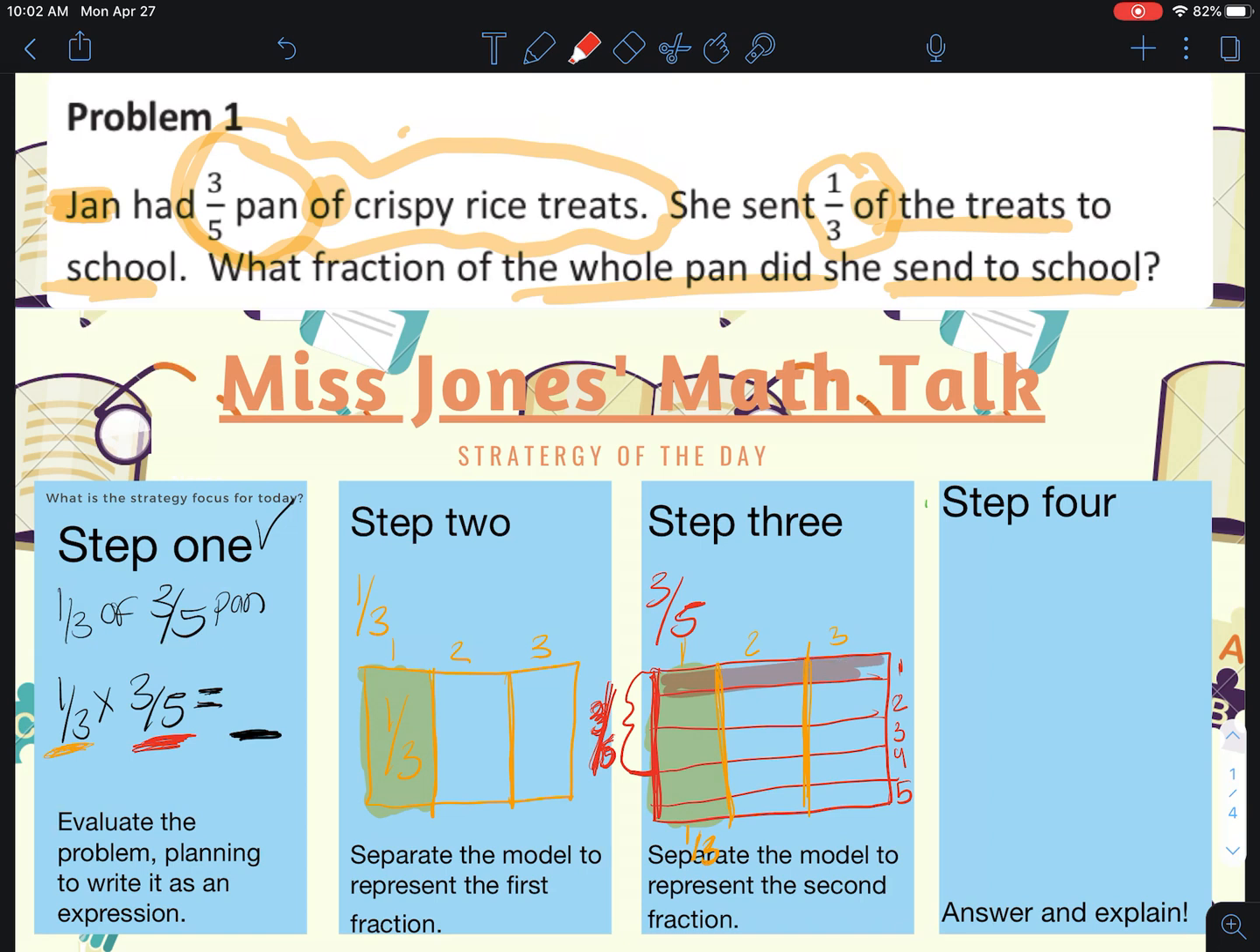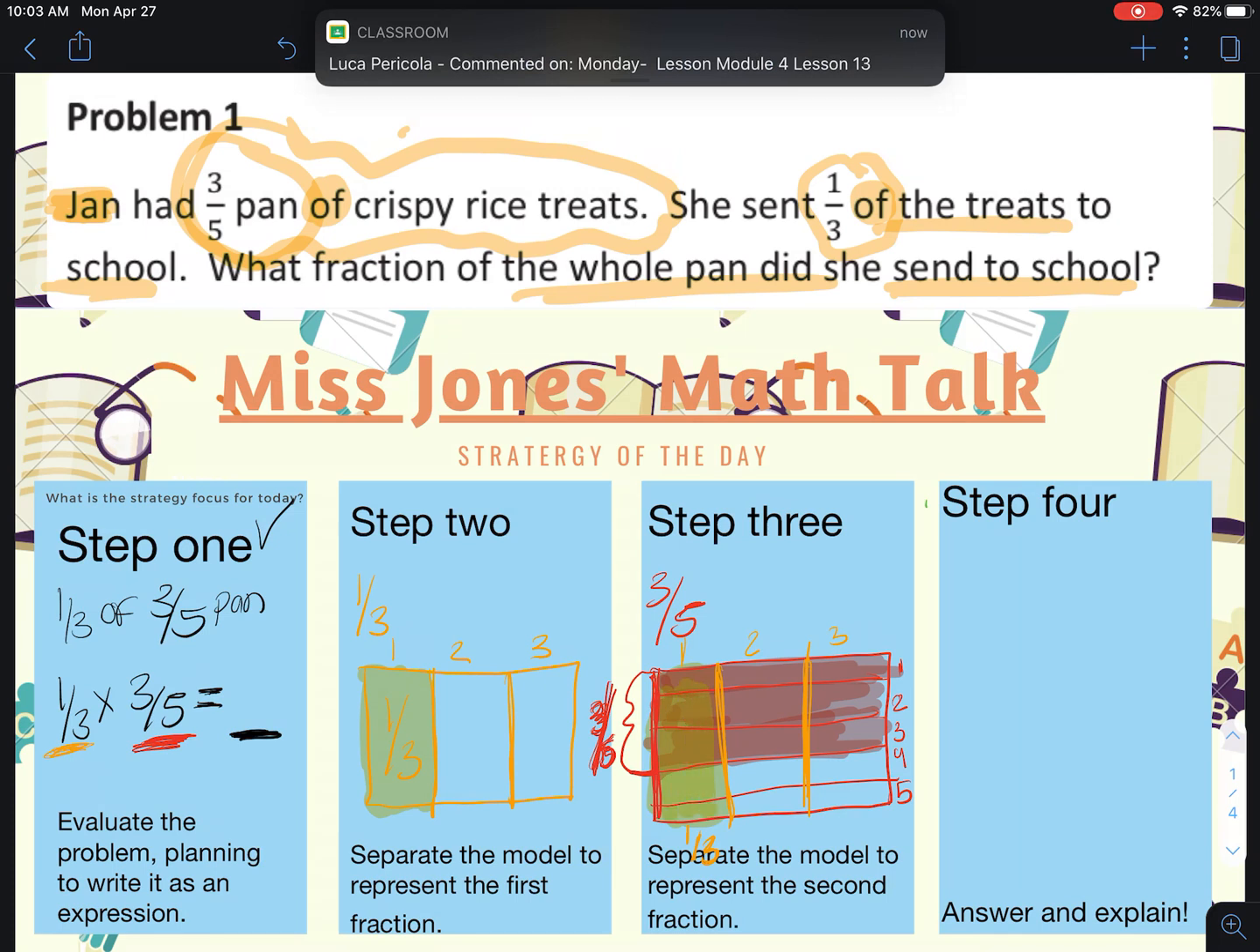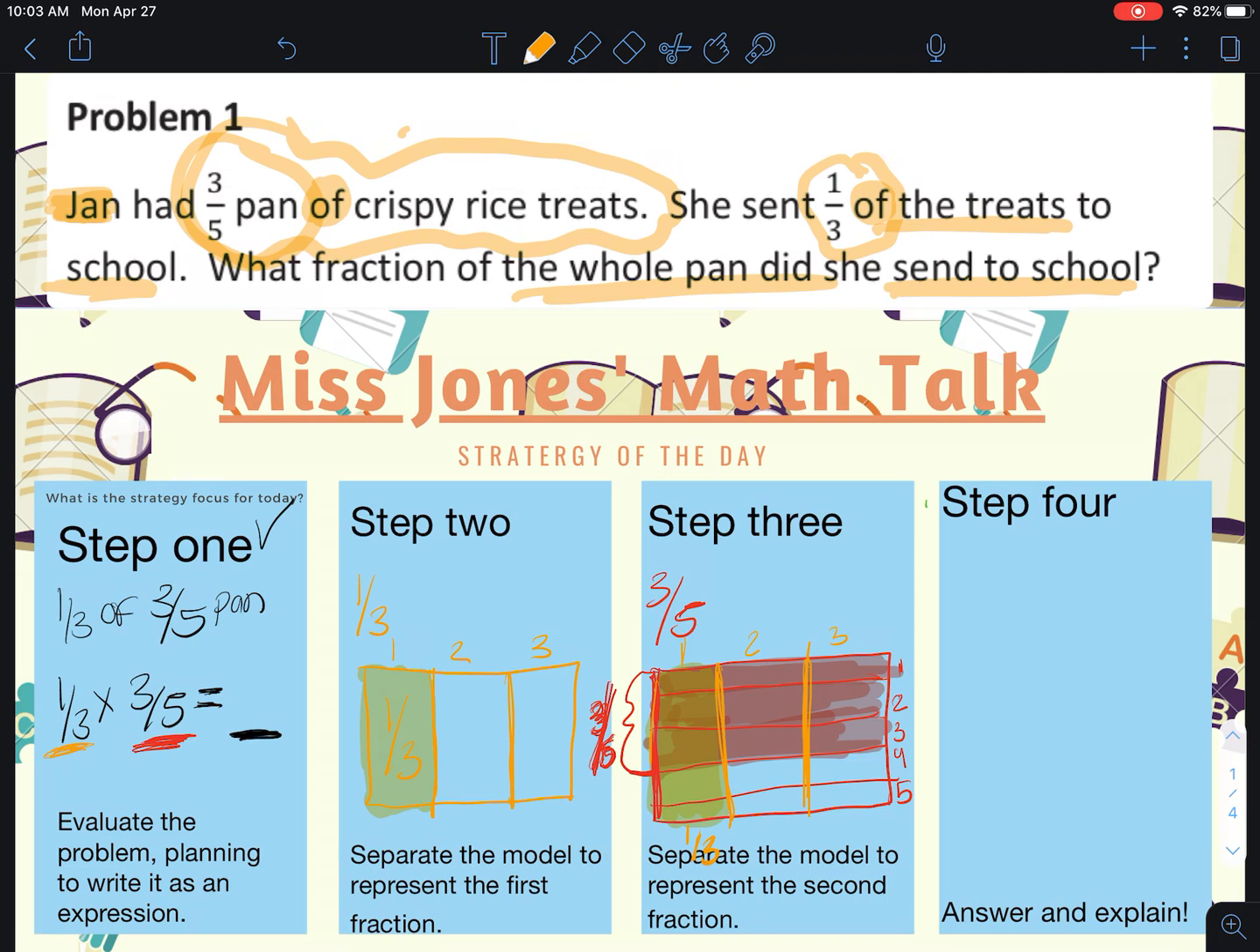So here's 1/5 being shaded, 2/5 being shaded, and now 3/5 being shaded. All right, so now that I have my problem represented in a model, I need to find out what are these new boxes that we have created by shading the model, what value those new boxes represent. Because now we have a model with these smaller boxes, and I want to know what value do these smaller boxes represent in our model.